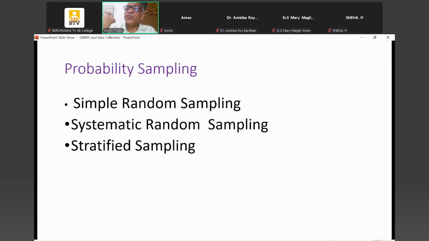So what are we trying to say? Greater the variability, greater the heterogeneity, larger will be the sample size. Greater the homogeneity, the sample size will become small.